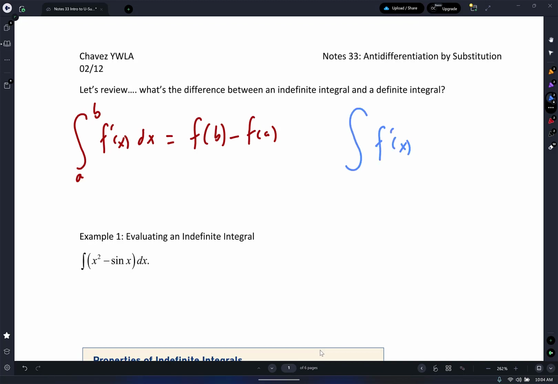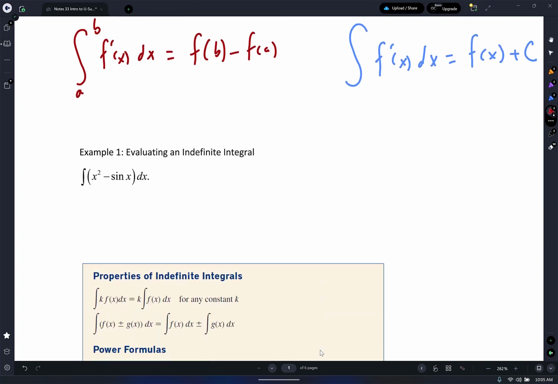Okay. Now, if I have something like this, and I want you to notice, do I have limits on that integral? No. So this is called an indefinite integral. So every time you have an indefinite integral, you've got to put the plus c on the end. And I believe we've already covered that in detail. Are we cool?